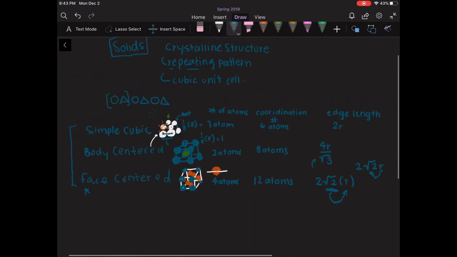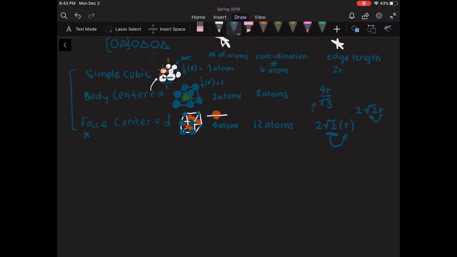So if I were you, I would memorize this chart entirely, right? The coordination number doesn't really matter as much, but the number of atoms and the edge lengths are what's really going to be important. Because questions you'll end up having will be like, what's the radius of a body-centered cubic cell given a volume of 130 picometers? So BCC with volume at 130 picometers.